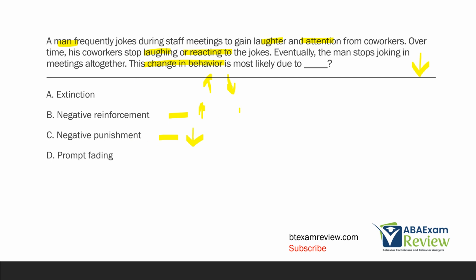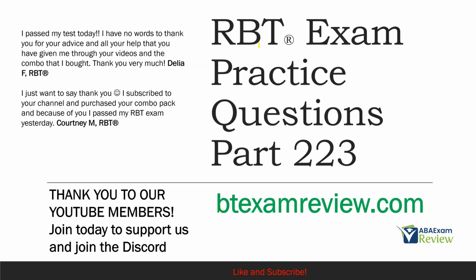And then D, prompt fading. Well, we're not looking at any prompts in this situation. We're looking at the result of the jokes, which is a withdrawal or withholding of laughter and attention, which means a change in behavior is most likely due to A, extinction.